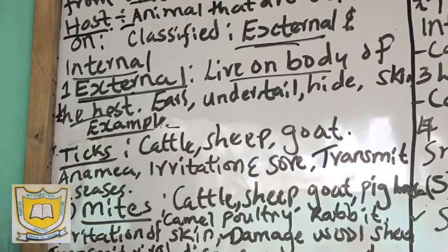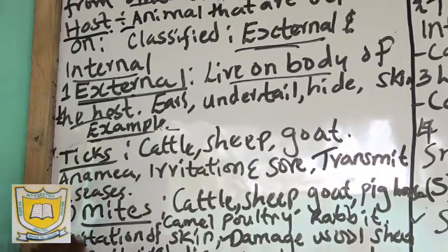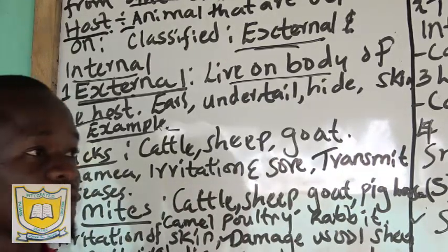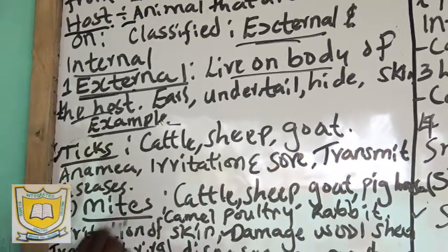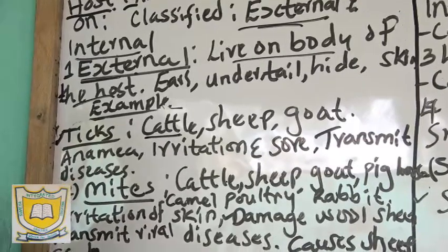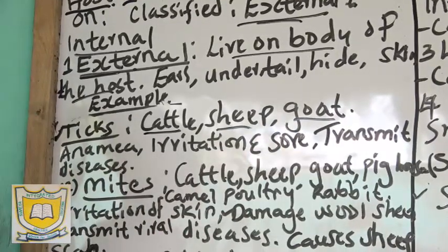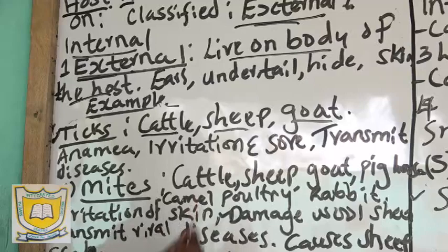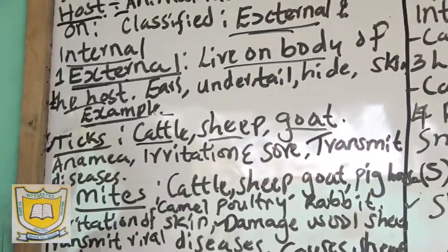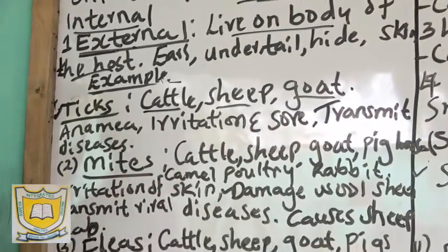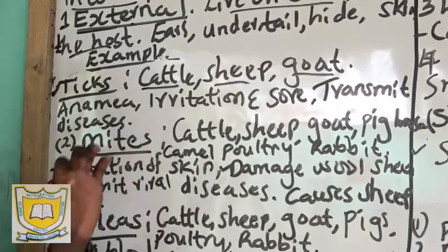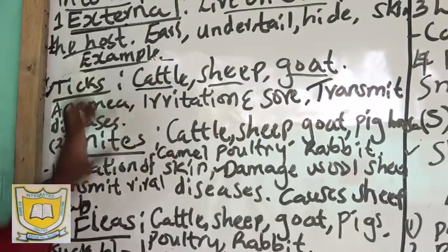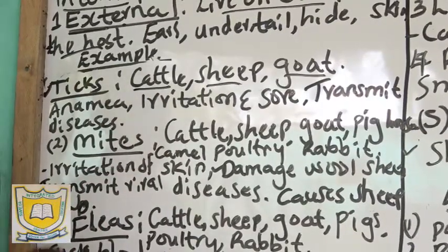Examples of external parasites: we are going to discuss each, its characteristics and the animal that it depends on. If we start with ticks, the hosts of the tick are cattle, sheep and goats. So if somebody asks you to give examples of hosts of ticks, we give cattle, sheep and goat. Now, what are the effects of these ticks? A tick sucks blood from that animal. If a tick sucks blood from a cattle, it will cause what we call anemia.